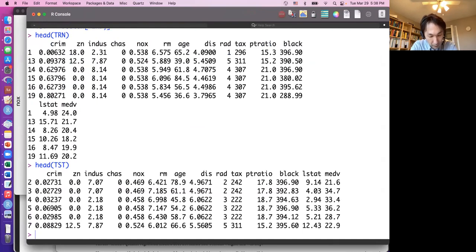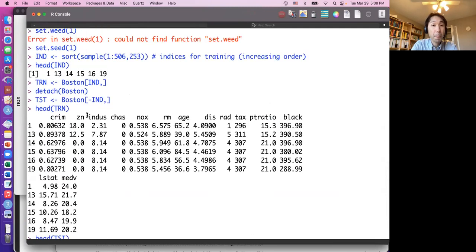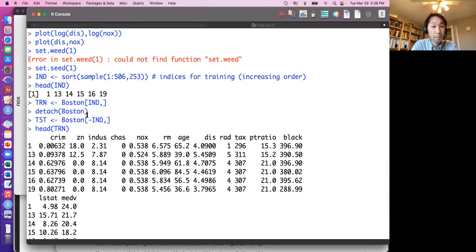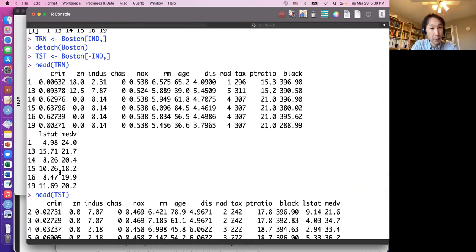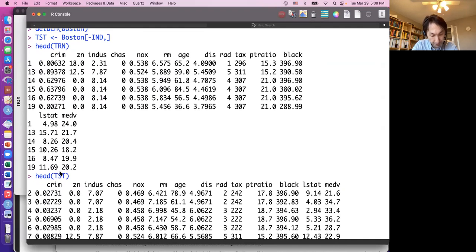So now we have the training set and the test set. Actually, I have already sorted, so probably we don't have to sort again the training set and the test set. Maybe the last two lines are redundant.